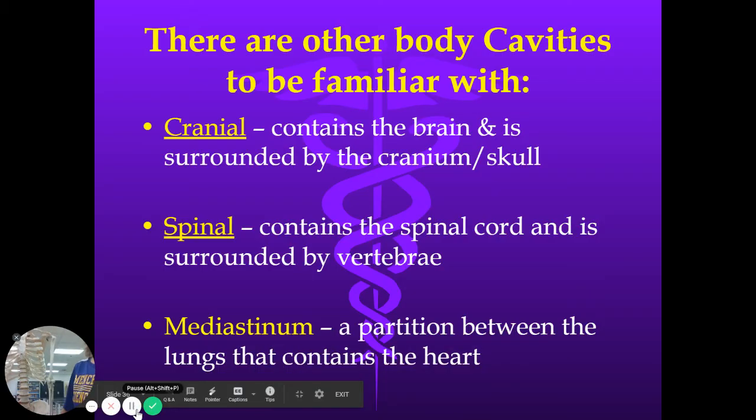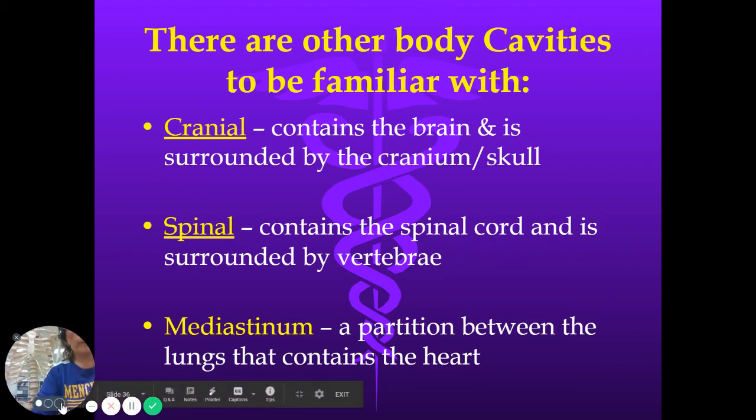Okay. Still need to look at Sunny here for this, but I wanted you to be able to look at the slide real quick before we moved on. There are other body cavities to be familiar with. One's dealing with the head, called the cranial. One's dealing with the backbone or spinal cord, which is called the spinal cavity. And then you have the mediastinum, which is in there in the thoracic cavity.